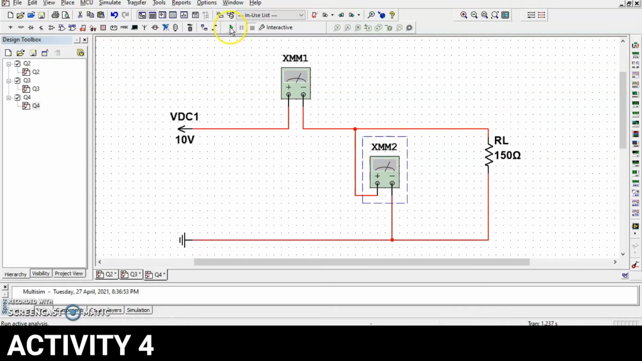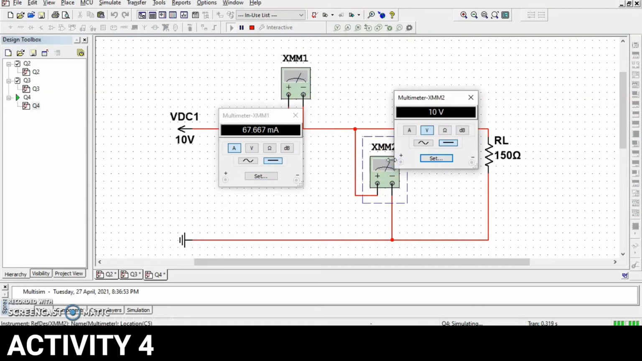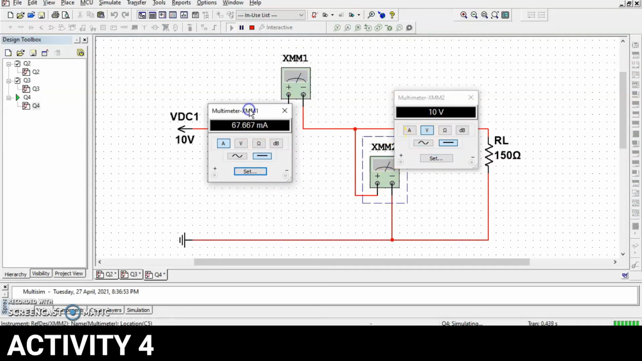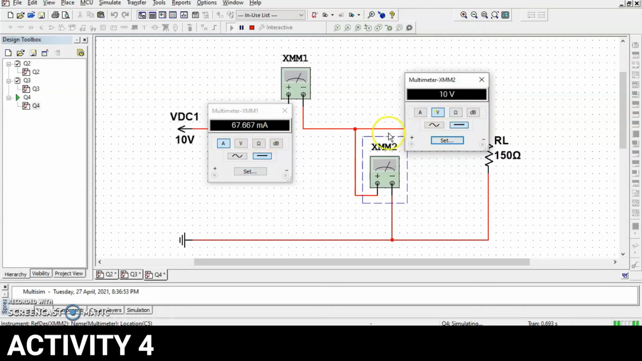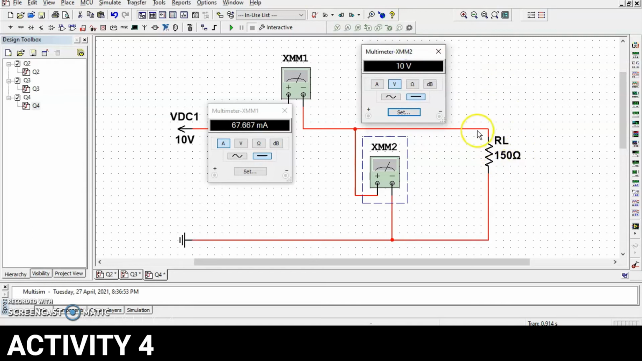Now we run the simulation. So here you get the reading of current and also the reading of volt here. And the next step is to substitute the value of RL according to the lab sheet and repeat the same step to get the reading of I and V and record it into the table.